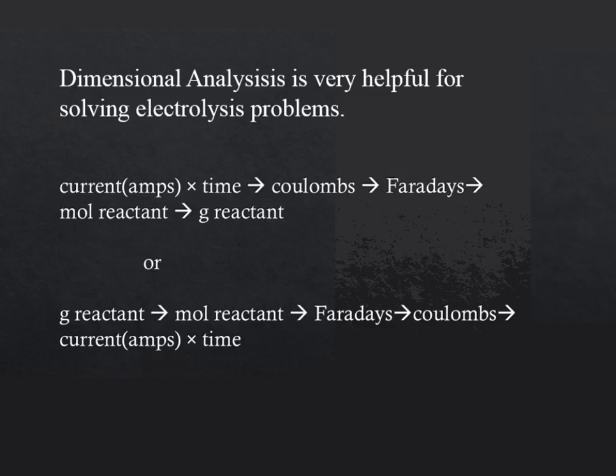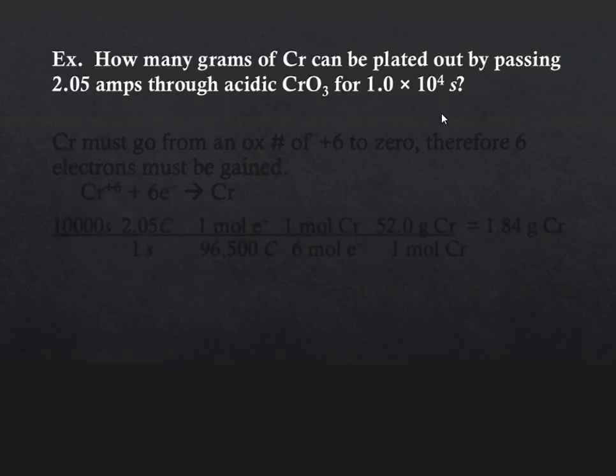But it's better if we do it for real. How many grams of chromium can be plated out by passing 2.05 amps through an acidic chromium trioxide solution? This probably should say a chromate solution for 1.0 times 10 to the fourth seconds. So a good amount of time.